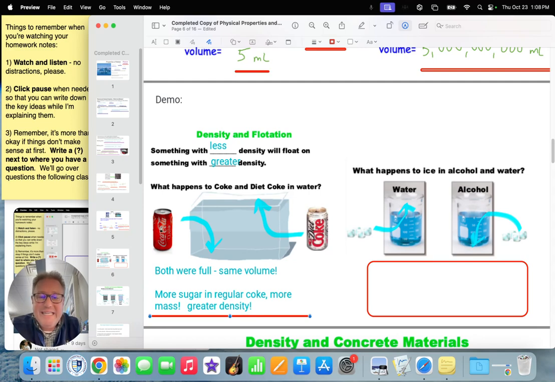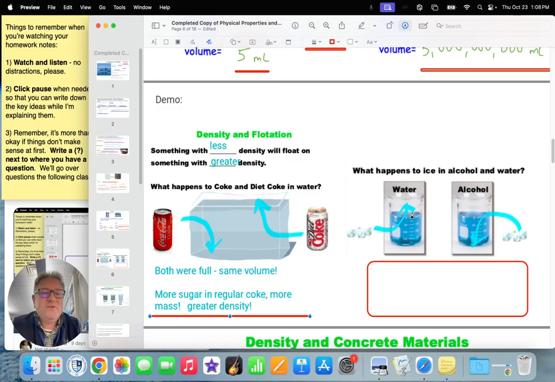There's more mass in this can than there is in Diet Coke. It's more dense than water. It sinks to the bottom. More mass means this has a greater density, so it goes to the bottom. You can also naturally change the density of the material. You can also change the density of the liquid that it may or may not be floating in.